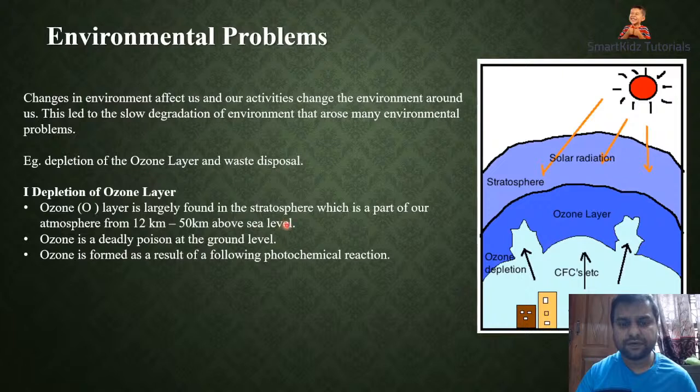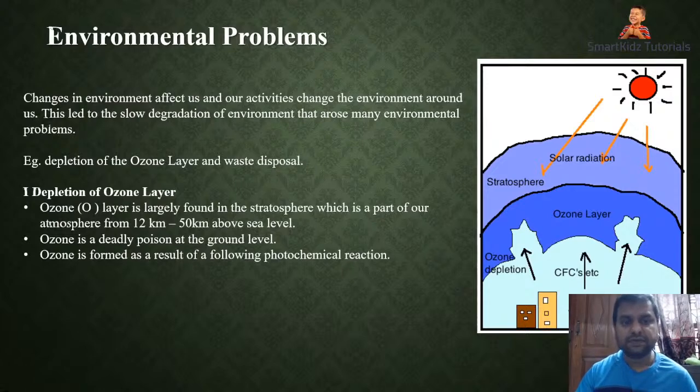It is largely found in the stratosphere, which is the part of the atmosphere from 12 kilometers to 50 kilometers above sea level. Deadly poison at ground level, formed as a result of photochemical reaction. Here you may see there's the sun and there's UV radiation, and the ozone protects us from that. Just between the stratosphere and our atmosphere, it forms this layer. Now there are certain chemicals which are making holes in this ozone layer, which would allow penetration of these harmful rays to reach us. That would cause mainly skin cancer.